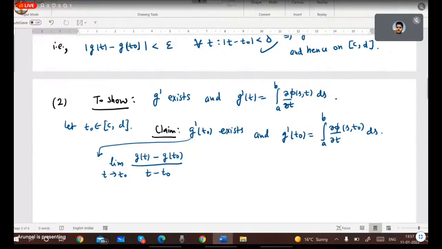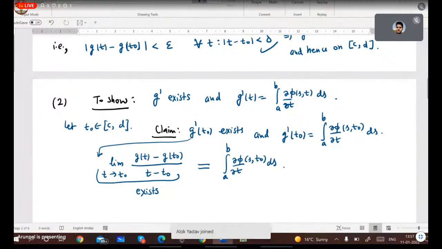Yes, sir. So I want to show that this limit exists, and moreover I want to show that the value of this limit will be, class, what? Integral from a to b of del phi by del t at s comma t naught, ds. And moreover I want to show that the value of this limit is this. Isn't it, class? This is exactly what I want to show. Is this okay, class?